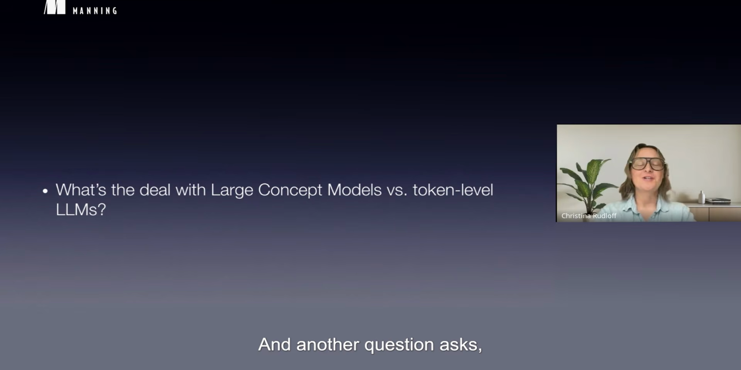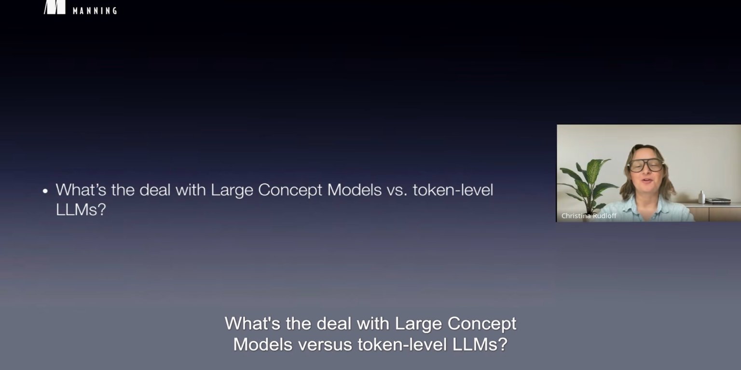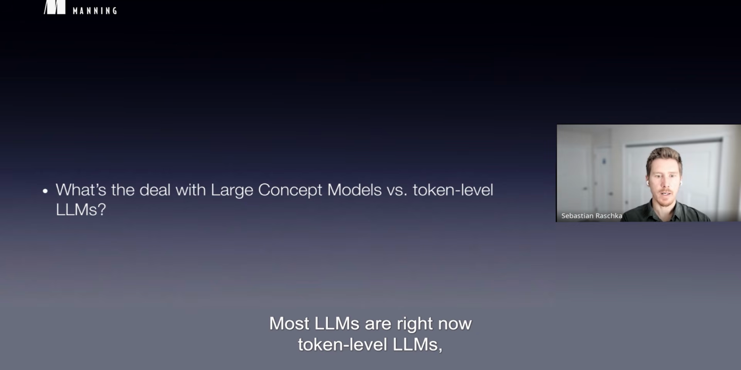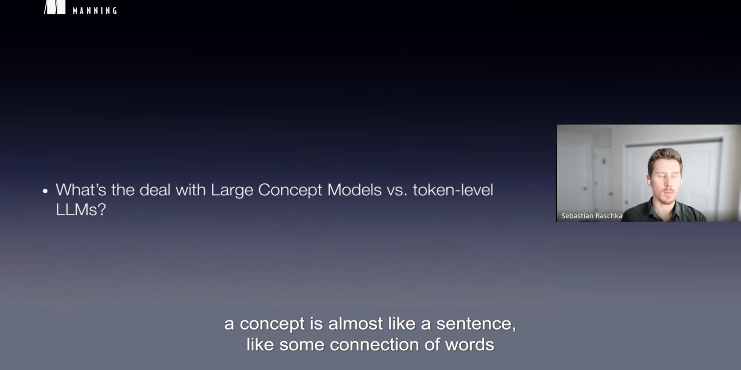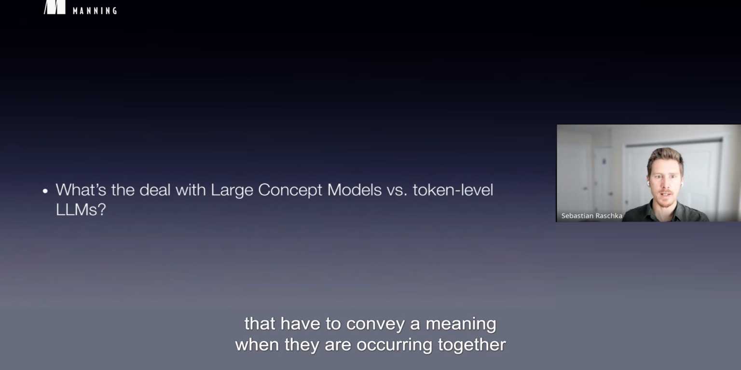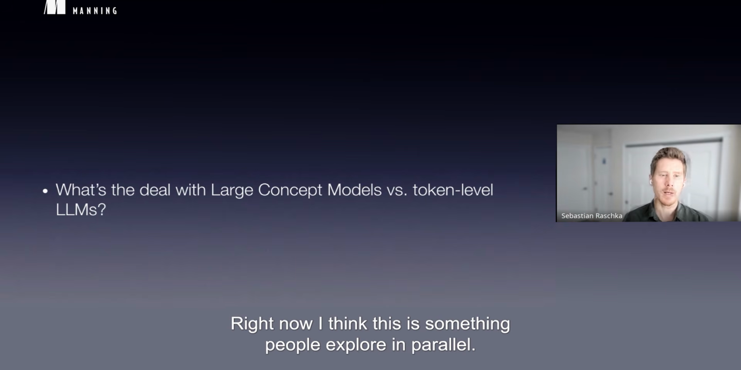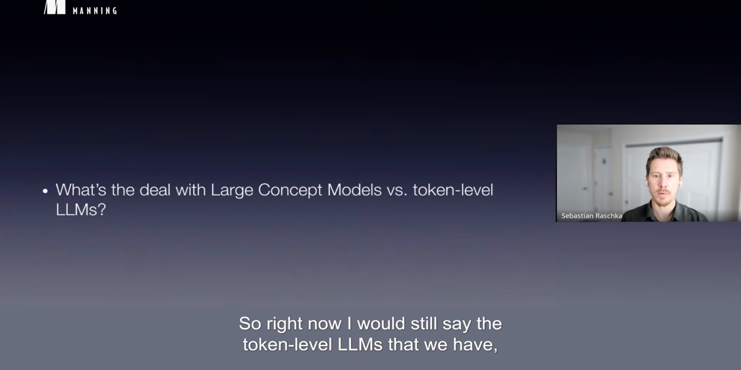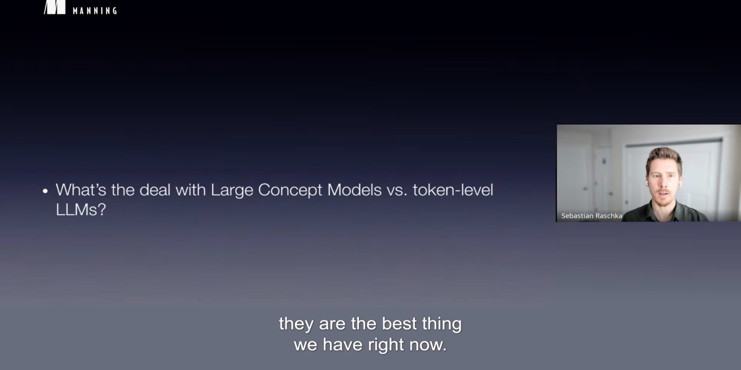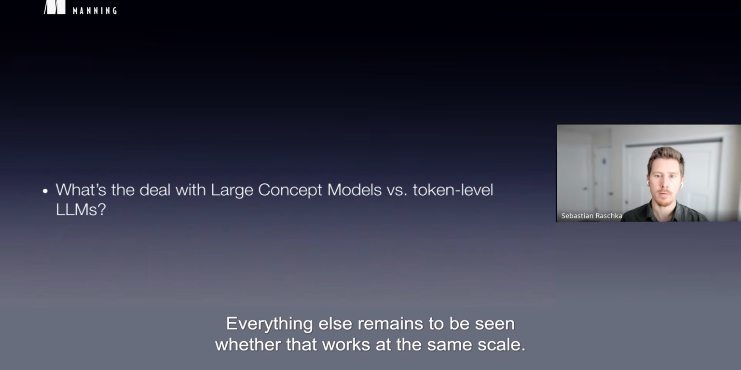Yeah. And another question asks, what's the deal with large concept models versus token level LLMs? Most LLMs are right now token level LLMs, which means they are predicting one token at a time. And large concept models, as a concept, it's almost like a sentence, like some connection of words that convey a meaning when they occur together, compared to just looking at one word at a time. Right now, I think this is something people explore in parallel, but I'm not that deep into the literature there. So right now, I would still say the token level LLMs that we have are the best thing we have. Everything else remains to be seen whether that works at the same scale.